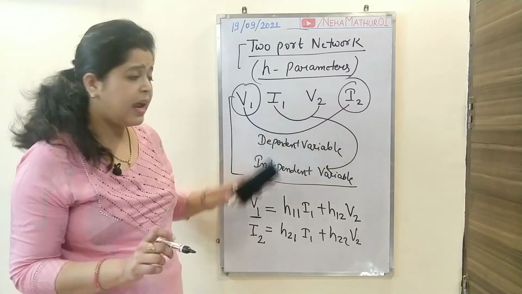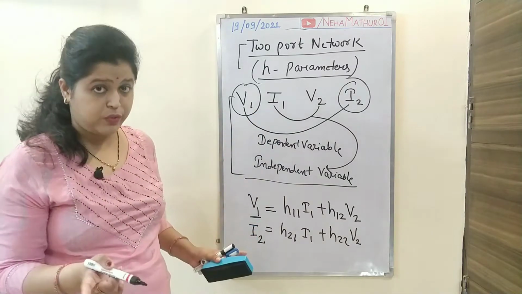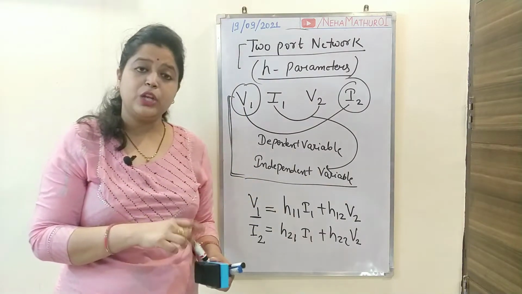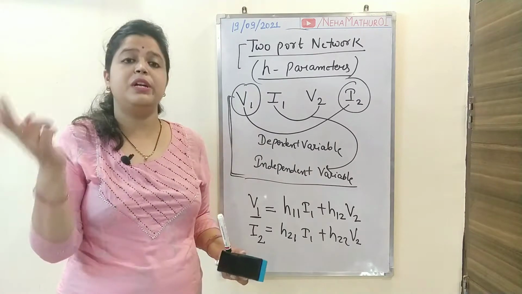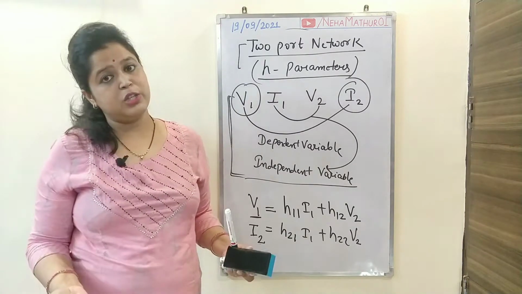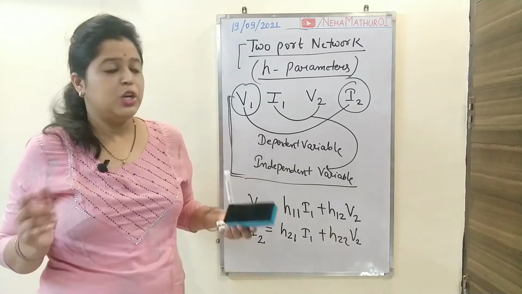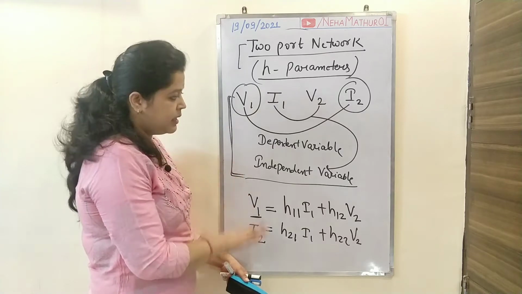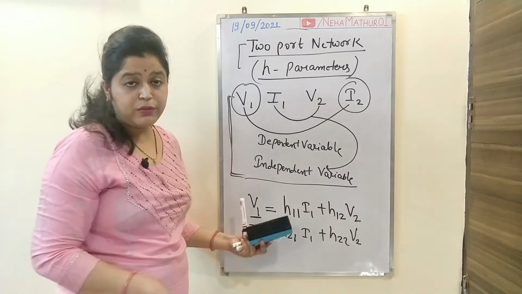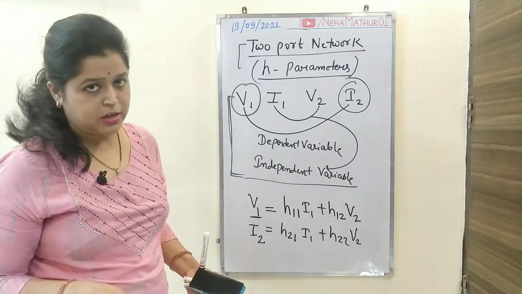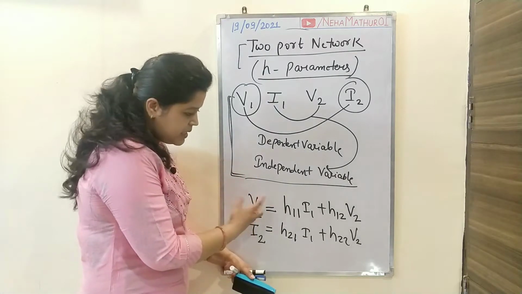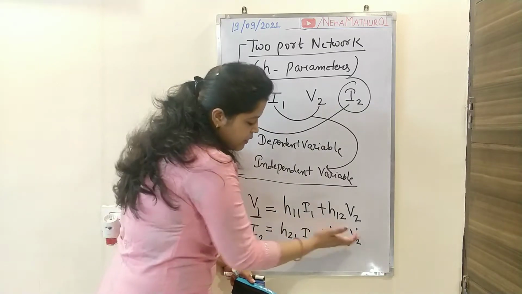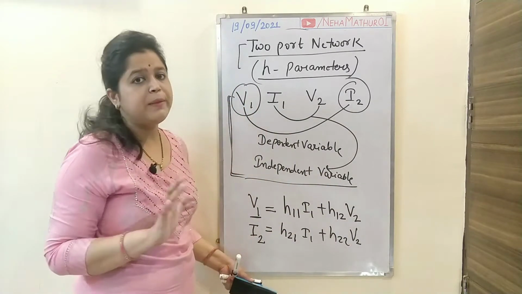For the writing of these two equations, the important thing is this consideration: for a particular parameter, which variable is going to be treated as dependent and which as independent. So here for H parameters we have V1 and I2 as dependent variables while I1 and V2 are treated as independent variables, and it is clear from the equation that V1 is dependent on I1 and V2. Similarly, I2 is also dependent on I1 and V2 while I1 and V2 are independent.